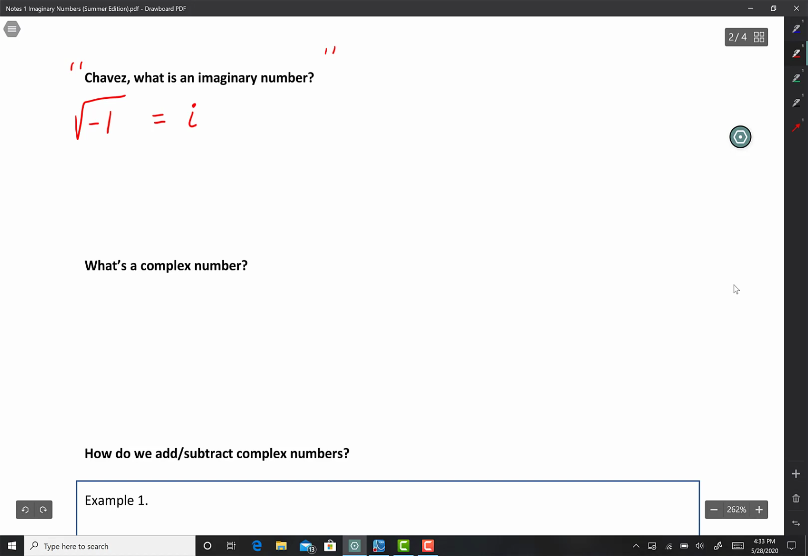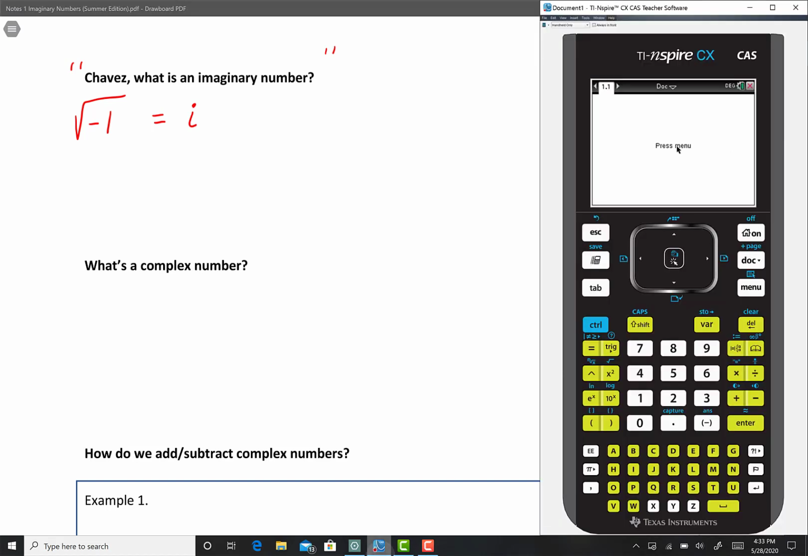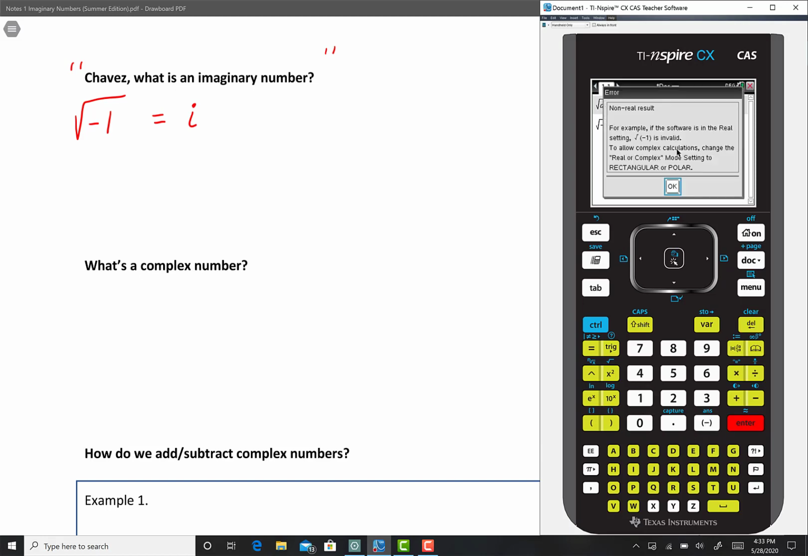So let me see if I can take out the calculator and see if I can show you guys that. So here's my calculator and press menu. Okay, add calculator. I don't remember if I have the imaginary mode in here. I guess we're going to find out right now. So I'm going to put square root of negative 1 and I'm going to push enter. Oh, yeah, that's a good way to start the lesson here, guys. Square root of negative 1. Come on, buddy. Negative 1. Enter. And you can see here it says no real result. So you have to put it in rectangular or polar mode.